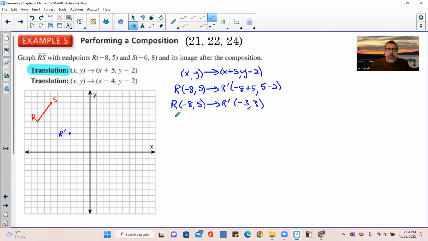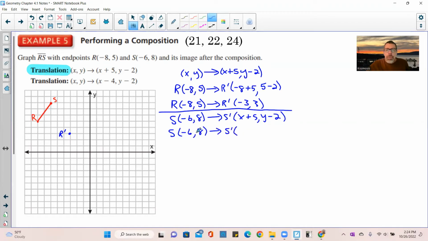I'll do the same with S. If S is negative 6 comma 8, and I want it to become S prime, which is x plus 5 comma y minus 2, then I'm going to say S. Let me draw a line here too to separate these two different things I'm doing. Negative 6 comma 8 is going to become S prime, which is my x, negative 6 plus 5, comma y minus 2. So S is negative 6 comma 8, and S prime is going to be negative 1 comma 6.